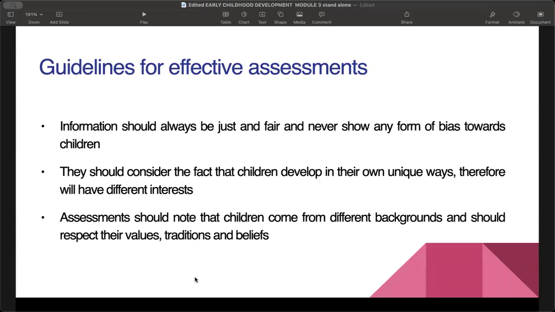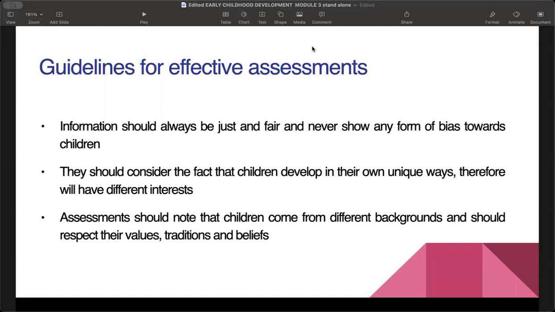Secondly, we say they should consider the fact that children develop in their own unique ways. Therefore, they will have different interests. So just because a child is not readily going outside to do activities that include large motor skill development doesn't mean that the child is stupid in that area. It just means that we need to expose the child or create more opportunities for the child to venture or adventure into that direction so that he can develop that part of his skill set, right?